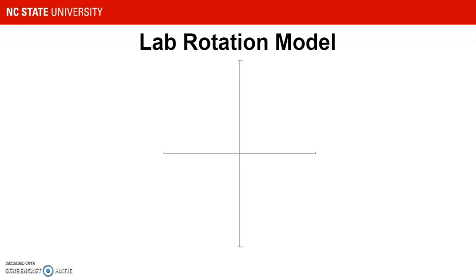Let's look at the lab rotation model. The lab rotation model is a rotation model implementation in which students rotate on a fixed schedule among locations on the brick-and-mortar campus. At least one of these spaces is a learning lab for online learning, while the other stations happen in other classrooms. The lab rotation differs from the station rotation because students rotate among locations on the campus instead of staying in one classroom.